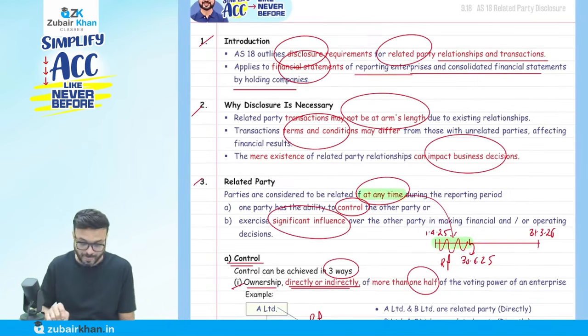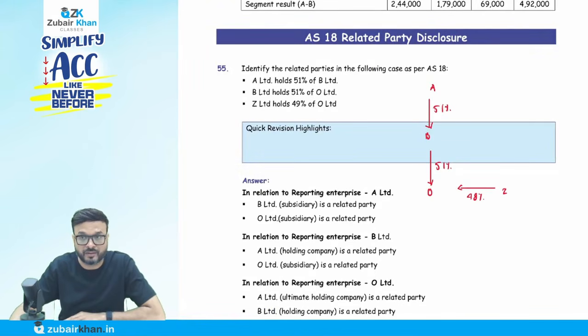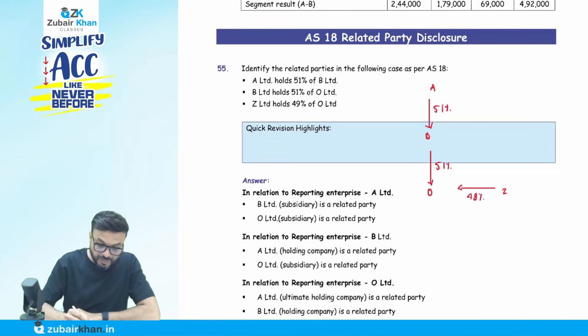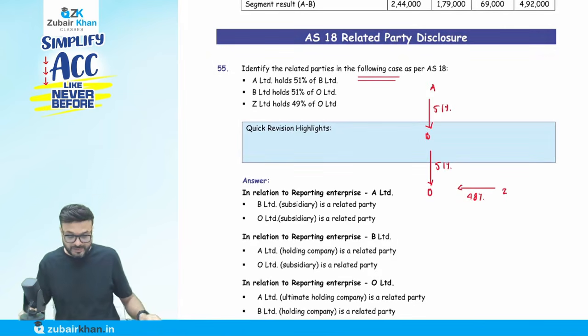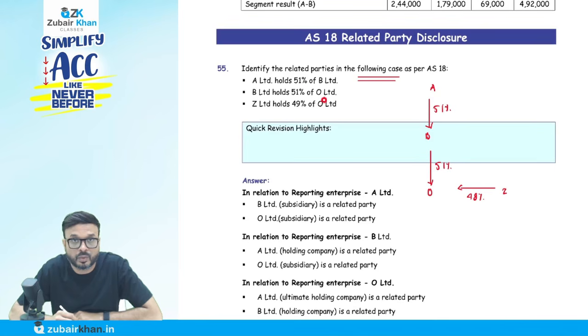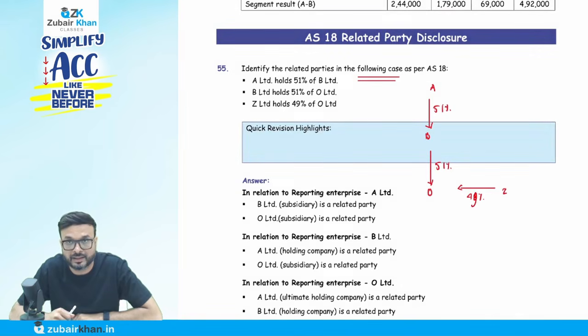Simple, so simple. Now let's come to the questions. Question number 55. They say identify the related parties in the following cases as per accounting standard 18. A holds 51% of B Limited. So are A and B Limited related? Yes. B holds 51% of C Limited, so B and C are also related. Now Z holds 49% of C. In C Limited, B holds 51% and the remaining 49% is held by Z Limited.